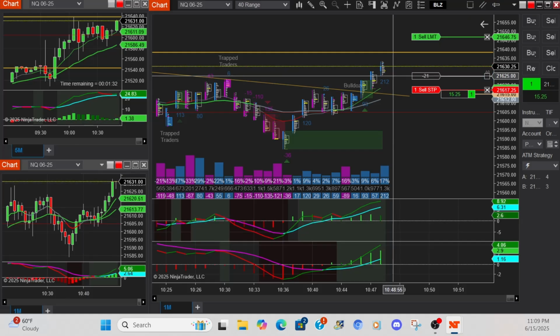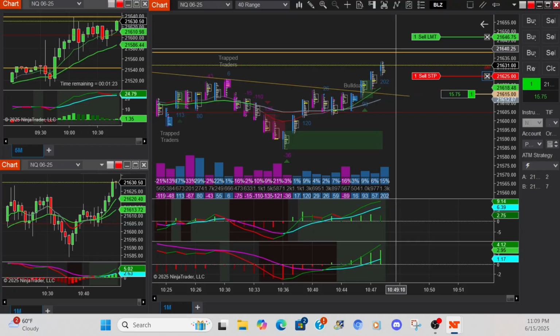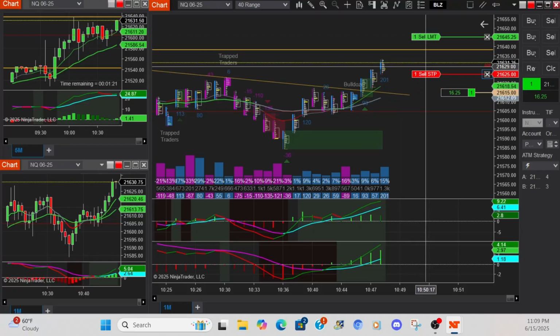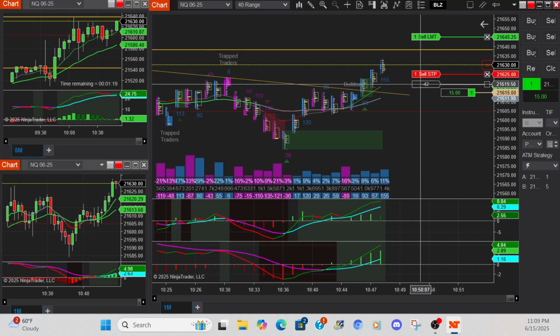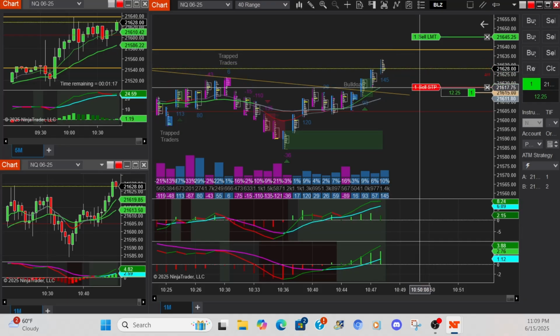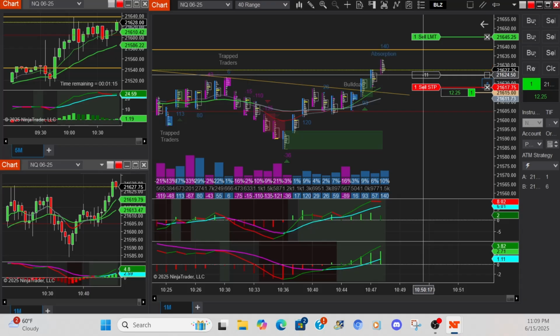There's delta below. Having a good push. It's not getting very far. That's a little concerning. I would do this. I see the absorption popping. Don't want to do it just yet. Just follow the rules. Follow the rules.